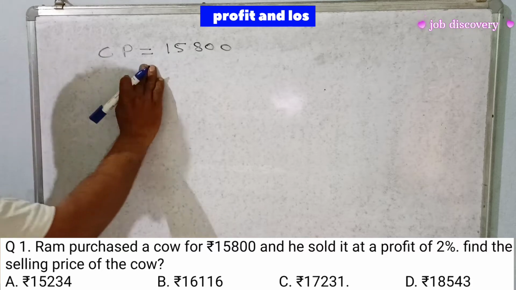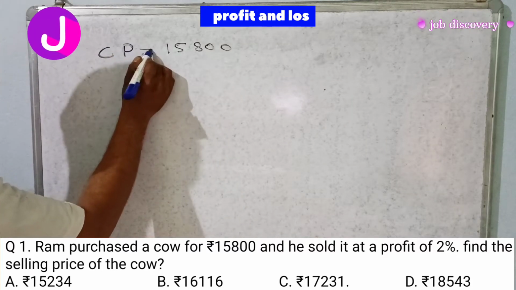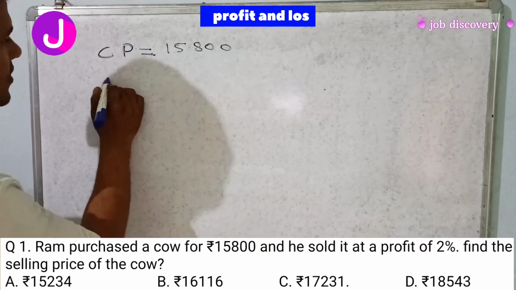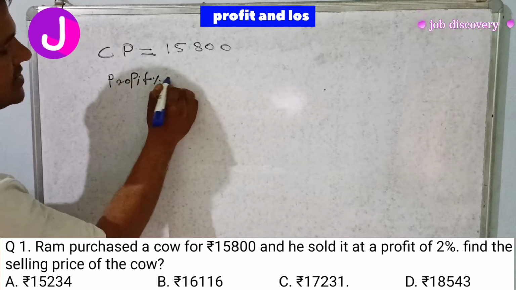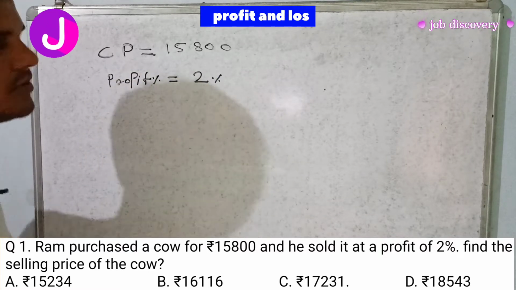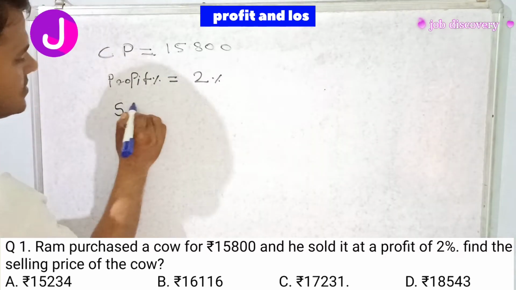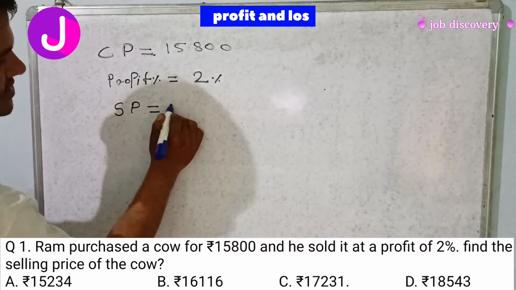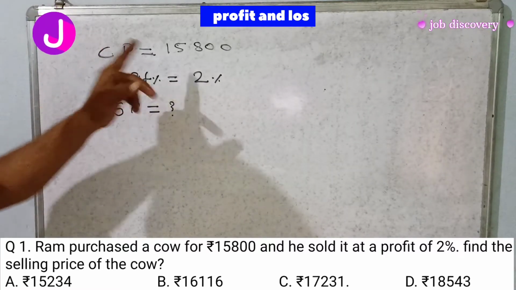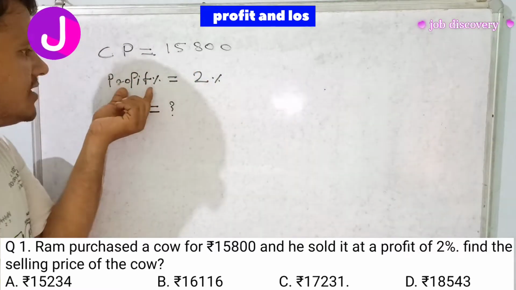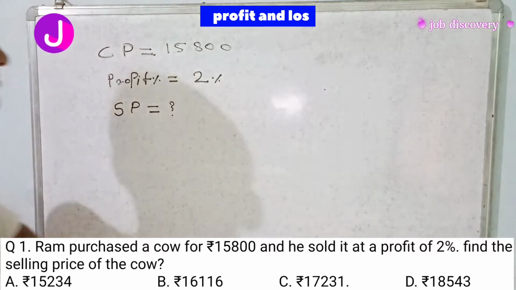Cost price is equal to 15,800. Profit percent is equal to 2%. We need to know what is the selling price, right? In the question, cost price is equal to 15,800. Profit is given 2%. We need to know what is his selling price.